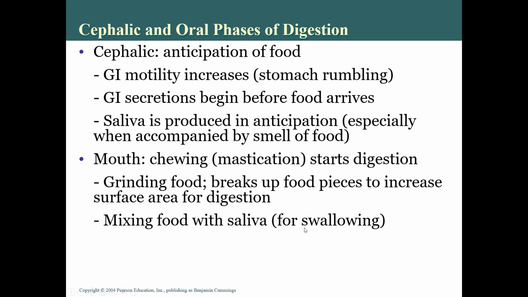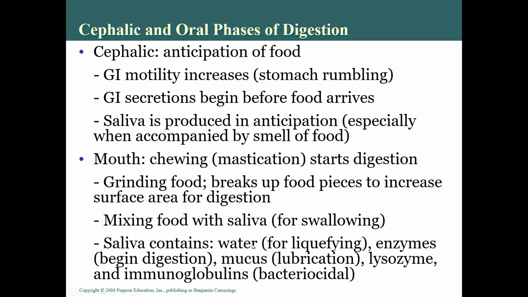You also are trying to mix the food with saliva, allowing some of those enzymes to get in there. But more importantly, you want the food to be slippery so it can get all the way down your esophagus and not get stuck. If it does get stuck, most people drink a little water to help it on its way. Saliva contains what? Water for liquefaction, enzymes to help begin digestion, mucus, which helps it become like a slip inside, getting the food all the way down to your stomach, and immunoglobulins, believe it or not, that help kill bacteria.